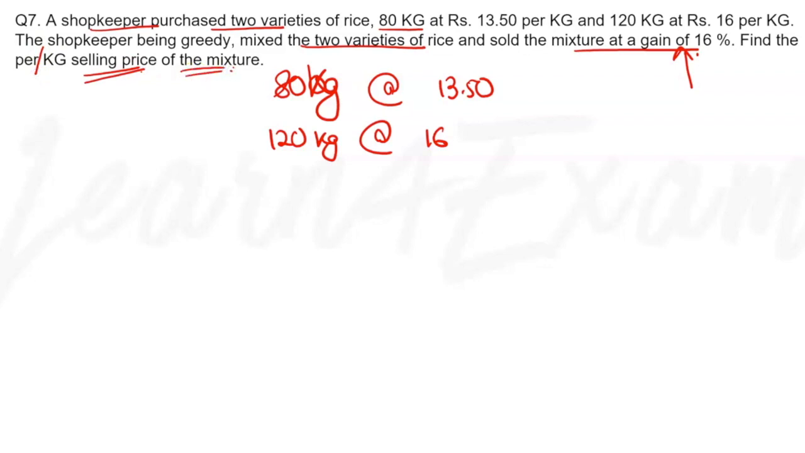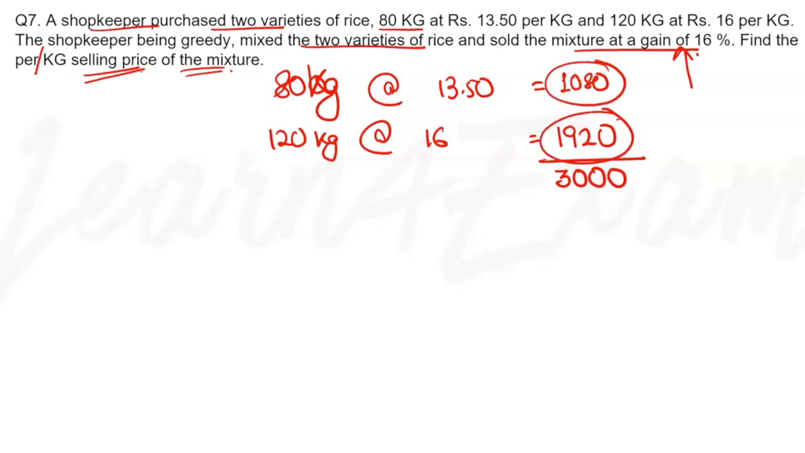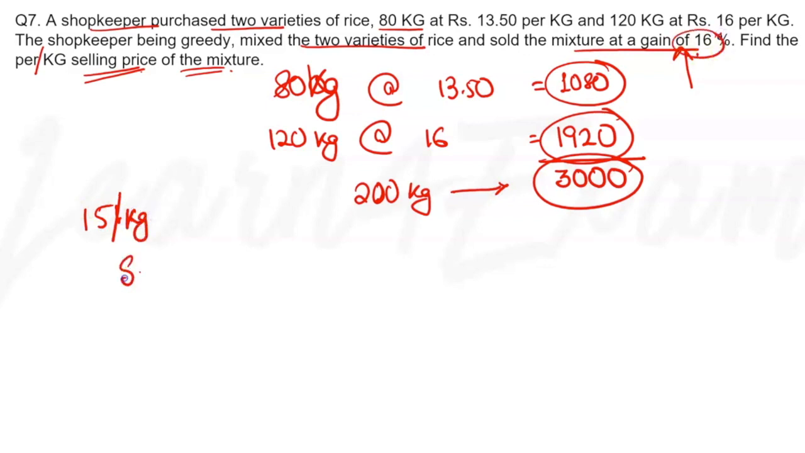Okay, so what is the total amount here? Let's calculate that first. 1080 is the price of the first type and 1920 is the price of the second. In total he spends rupees 3000 purchasing 200 kgs of rice, right? Now what is the price per kg of the mixture? It's going to be equal to 15 rupees per kg. I'm also making a gain of 16%, so the selling price would be equal to 1.16 into 15, that is equal to 17.4 rupees, and that is the answer for this question.